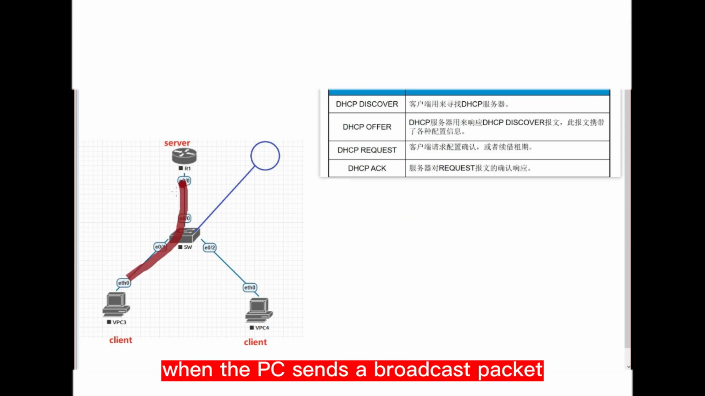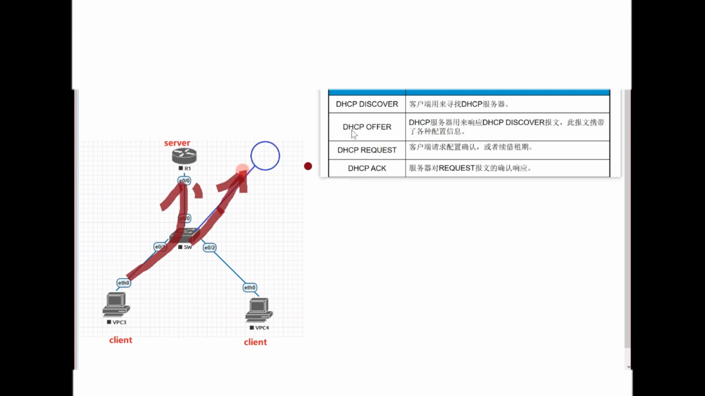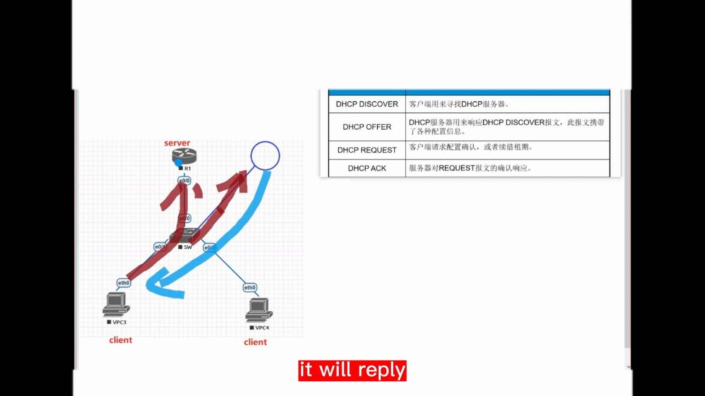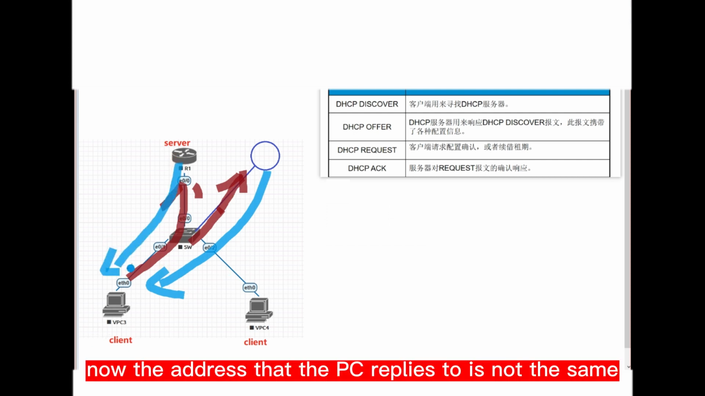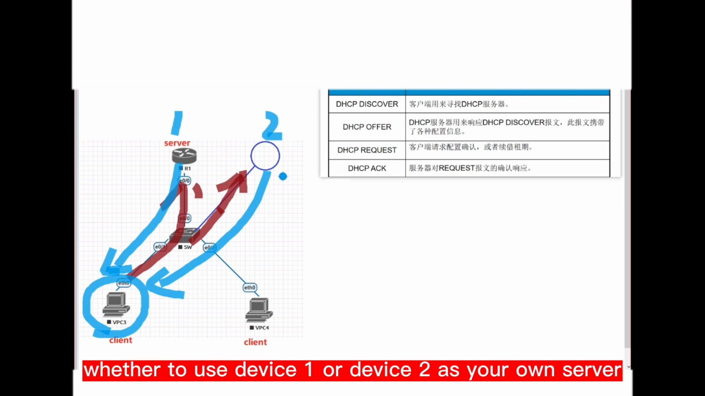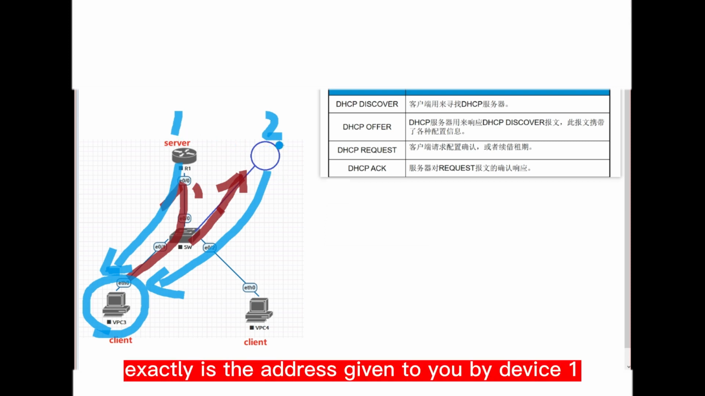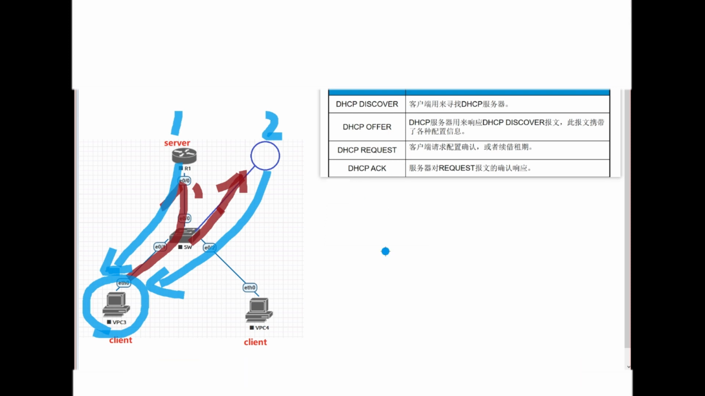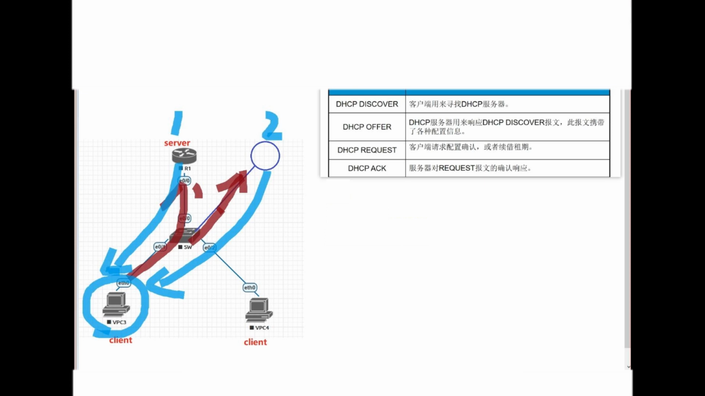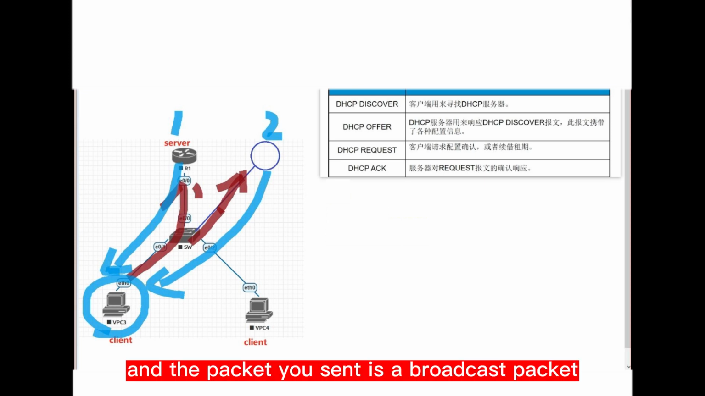When the PC sends a broadcast packet to find the address, both servers will receive. Then as long as a server receives it, it will reply. Now the address that the PC receives is not the same. This PC is about to choose whether to use device 1 or device 2 as its own server, and what exactly is the address given by device 1, or the address given by device 2? So in this DHCP request, we'll carry the address you want to use, and the server you want to choose. And the packet you sent is a broadcast packet.